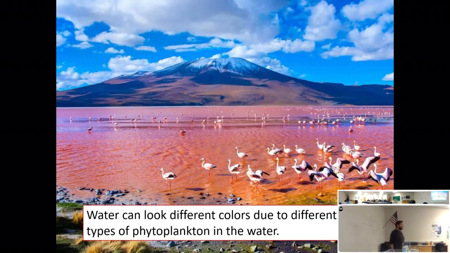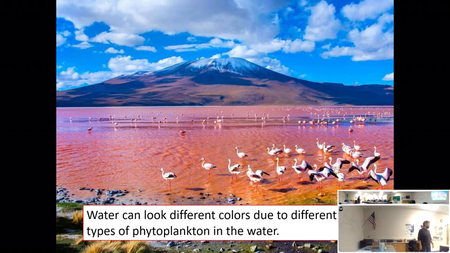Now, you know that not all water, especially here in Corpus Christi, looks blue. So what are some things that change the color of the water? Here's a kind of a crazy picture. Do you see all this? This is actually a pink lake. Some lakes are pink. Isn't that weird?